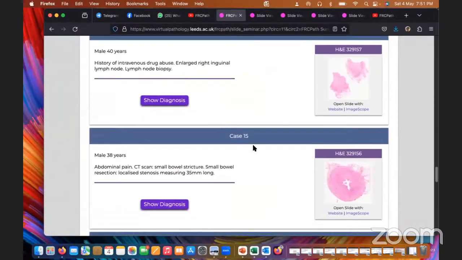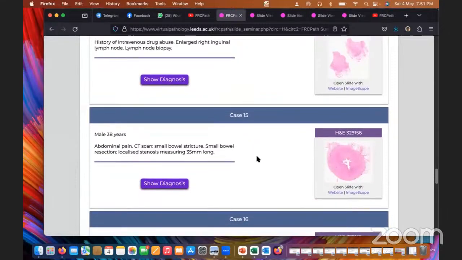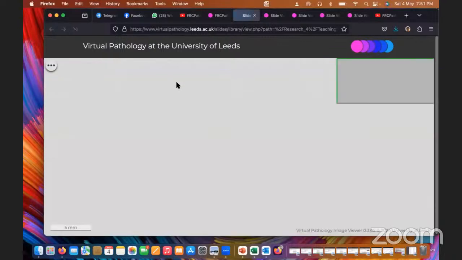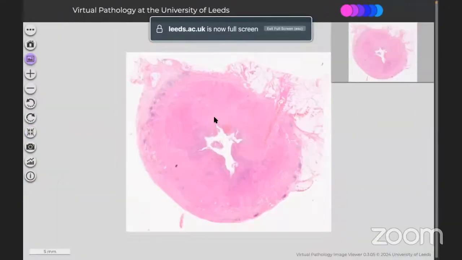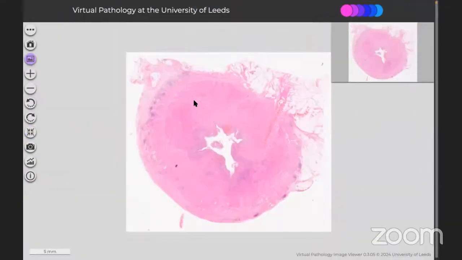Okay. Now moving on to case number 15, a male, 38 years, with abdominal pain, and a CT scan was done. A small bowel stricture was detected, and the section was given from the small bowel stricture. So, from lower magnification and with the history that the patient is a young patient and the small bowel is involved, this is definitely a strictured part. It is giving an appearance of a luminal esophagus or a kind of stellate lumen.